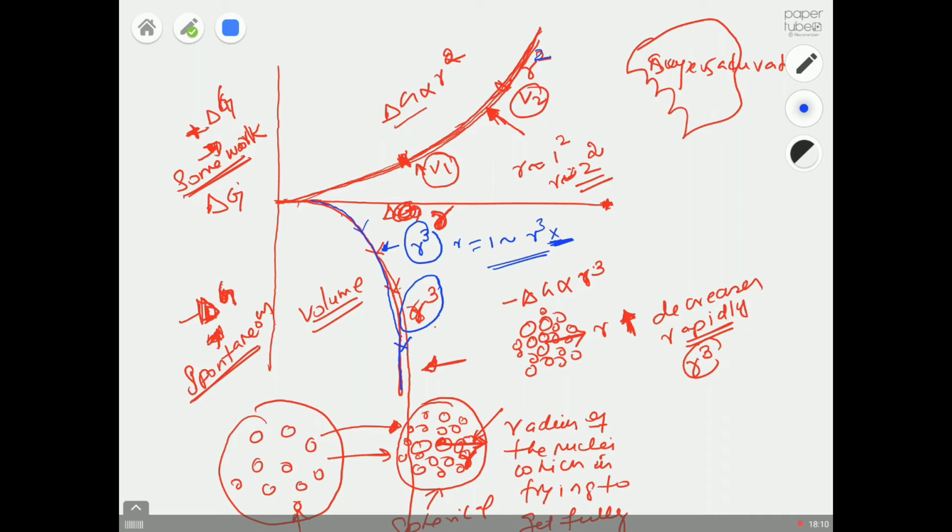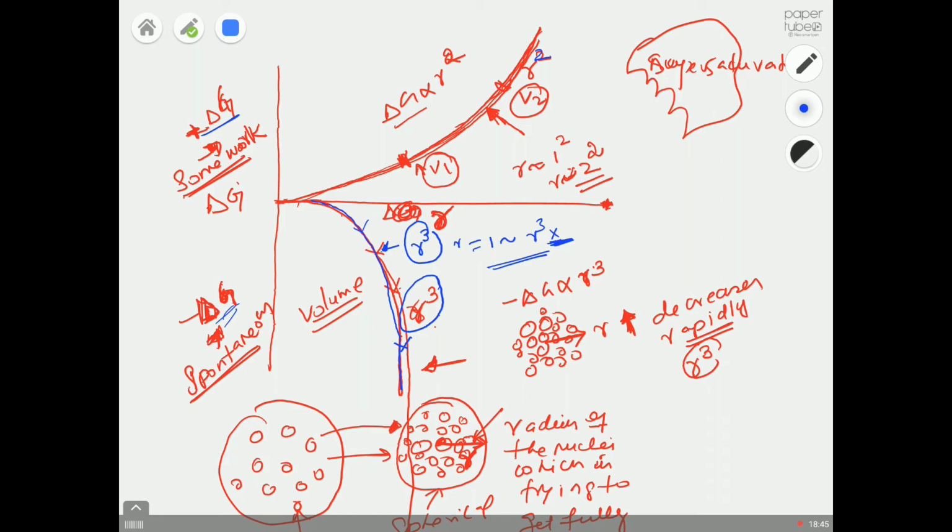To create a volume is a spontaneous process. The system is going to do the job automatically. But to create a surface, the system definitely needs to do some work. It's not a spontaneous one, and that's why the delta G is positive. So what does that mean? Delta G for the surface is the net free energy to create some surface in the solution, and delta G for the volume is the net free energy that you need to create some volume in that supersaturated solution.